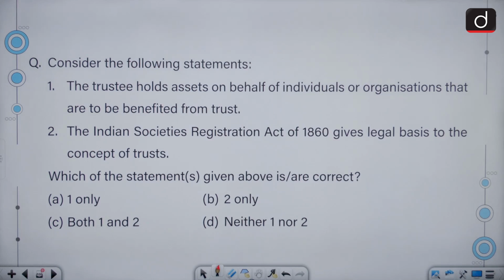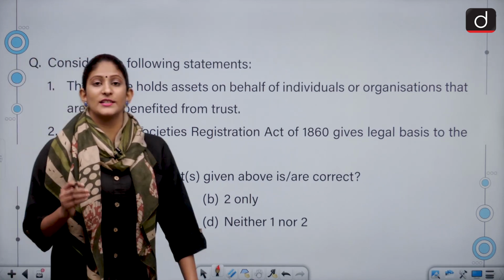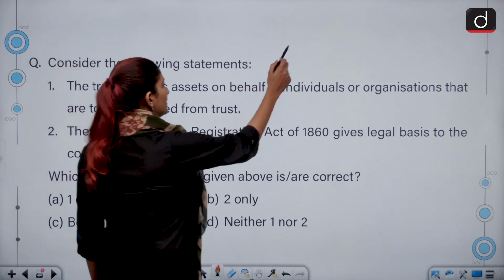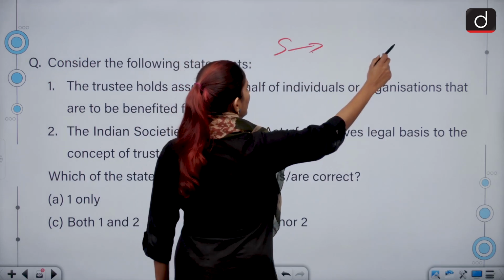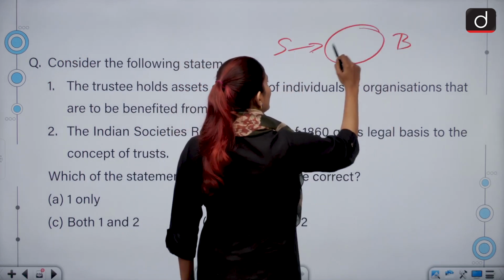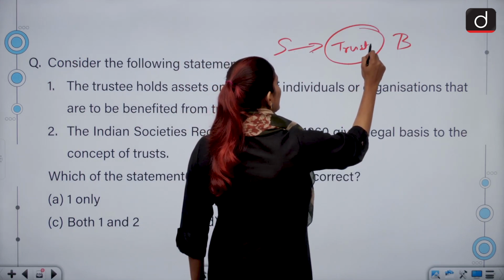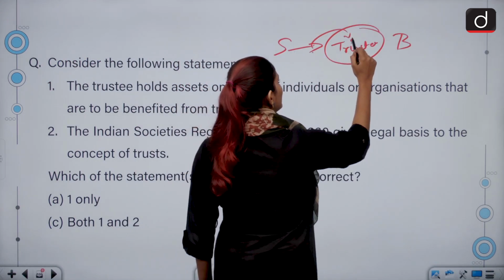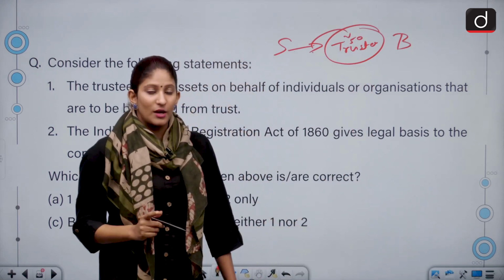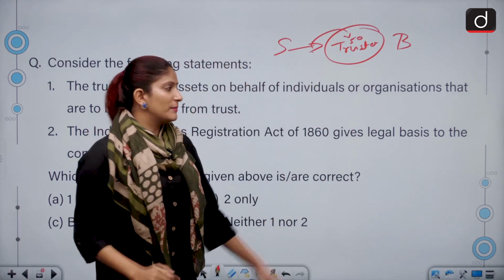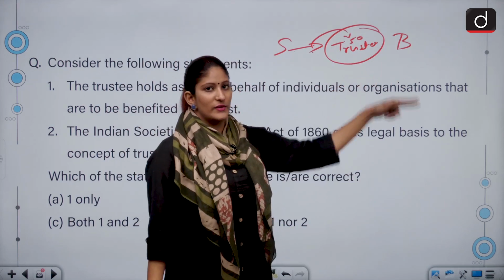The trustee holds assets on behalf of individuals or organizations that are to be benefited from the trust, and the Indian Societies Registration Act of 1860 gives legal basis to the concept of trust. So, here we have to select the correct statement. The first statement is correct because between the settlor and the beneficiary in a trust comes the trustee. So, if the settlor has deposited, suppose rupees 50, now the trustee will have the ownership of rupees 50, but the beneficiary will get the benefit, whatever the interest will be accruing on it.